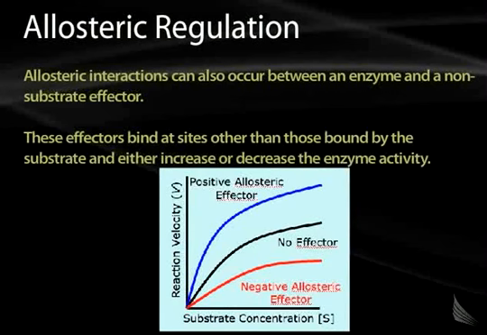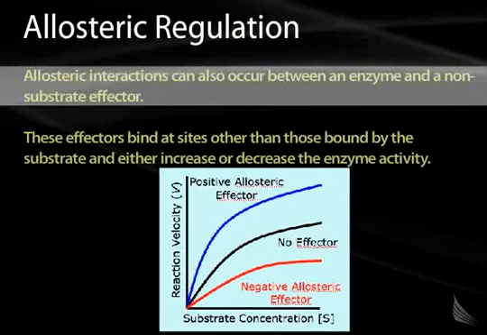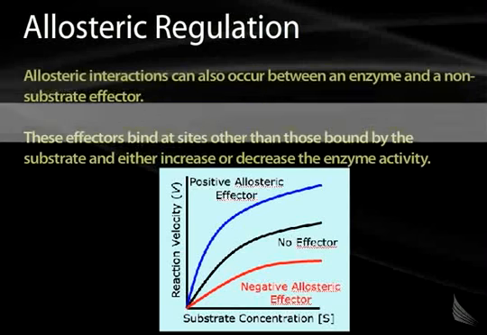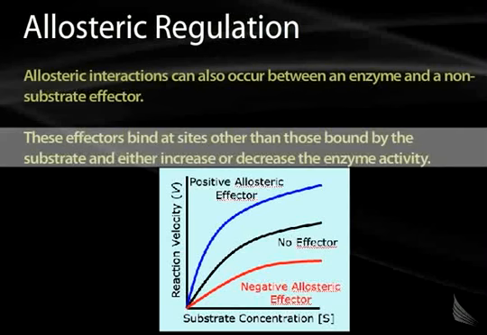Now, there's also what we call allosteric regulation. Allosteric interactions can occur between an enzyme and a non-substrate effector. These effectors bind at sites other than those bound by the substrate, and they either increase or decrease the enzyme activity. So a positive allosteric effector will increase the Vmax and cause an increase in the slope of the line as we show here. A negative allosteric effector will decrease the Vmax, and so it'll have a flatter slope, as shown with the red line in the diagram below.